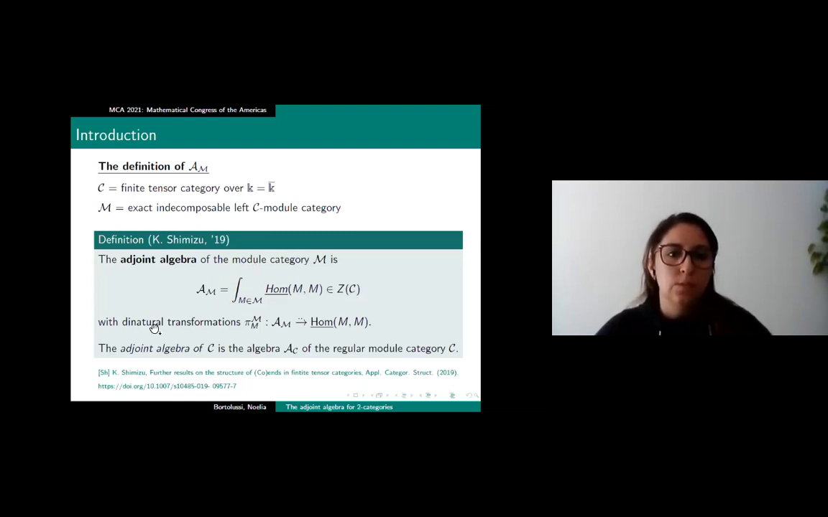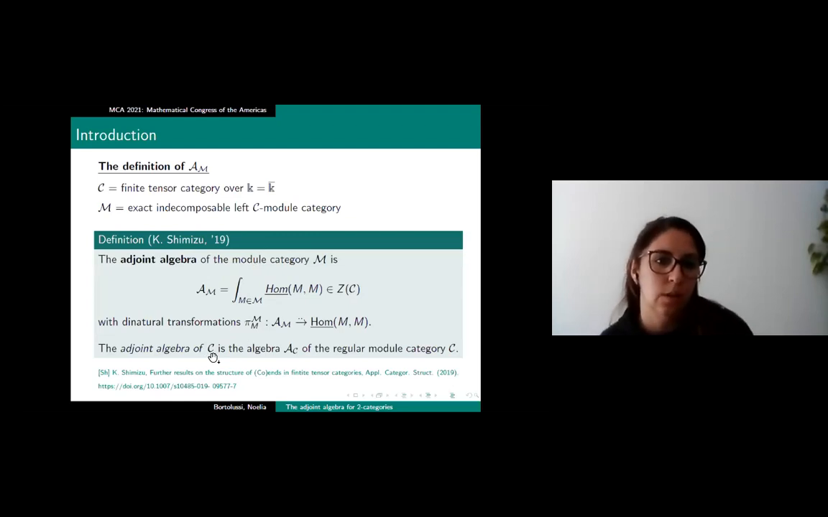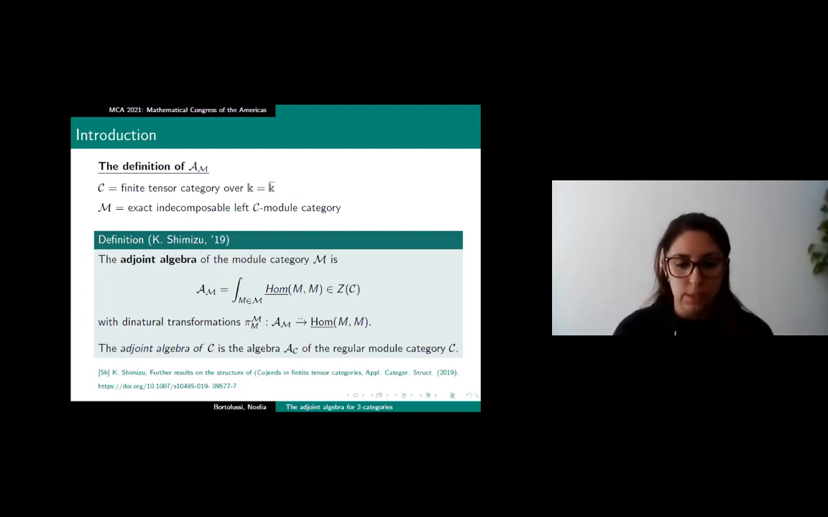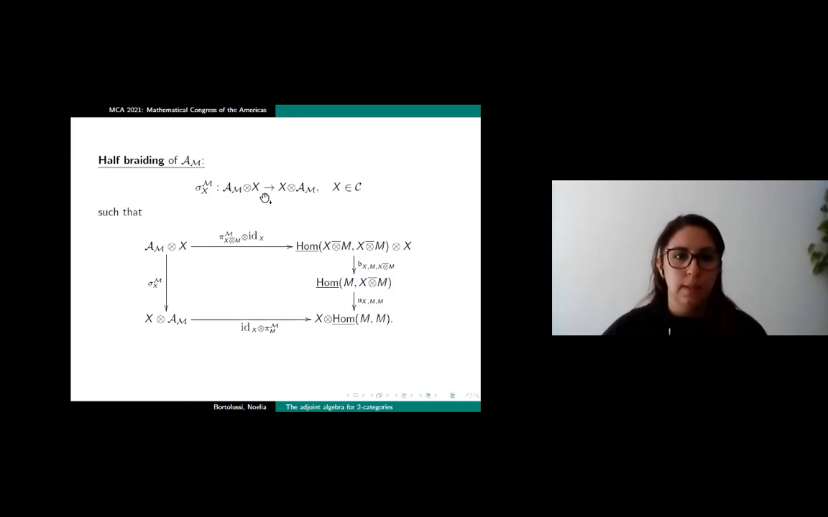It comes with the natural transformation that we denote by pi M. The adjoint algebra for the tensor category C is the algebra A_C, where C is seen as the regular module category. This is an object in the center, so it comes with the half braiding, which is defined as follows: it is the unique morphism sigma M such that this diagram commutes.